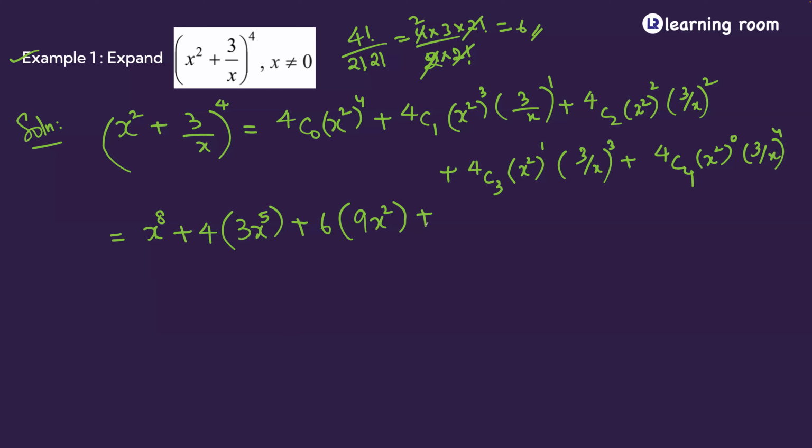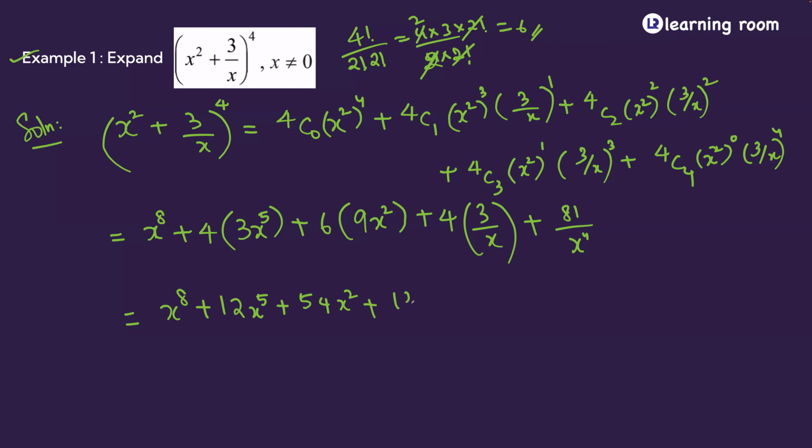Again, we know that if 4c1 is 4, then what is 4c3? 4. It is 4 into x square into 3 by x cube. So it will be 4 into 3 by x. Am I right? Plus what is 4c4? 1. So 1 into, this is going to be 1. So it is going to be 81 divided by x power 4. So what is the final step? It is x power 8 plus 12x power 5 plus 54x square plus 12 divided by x.